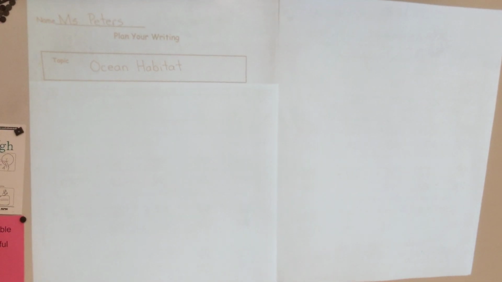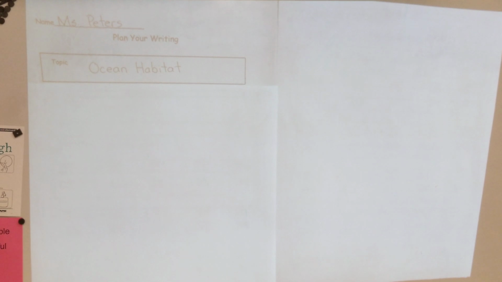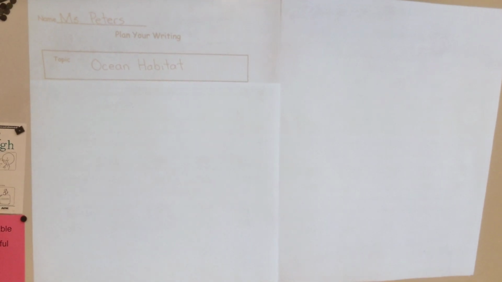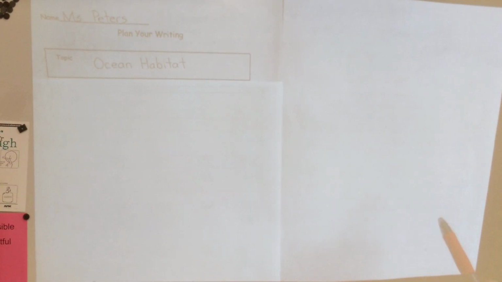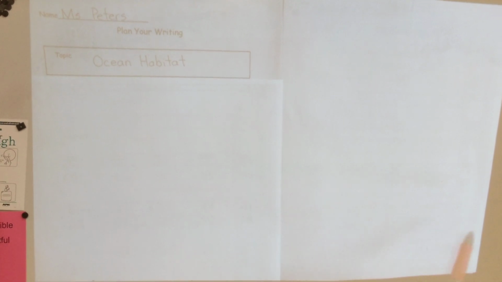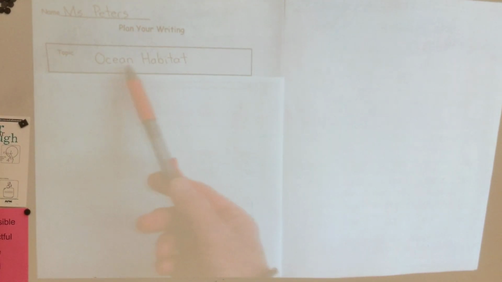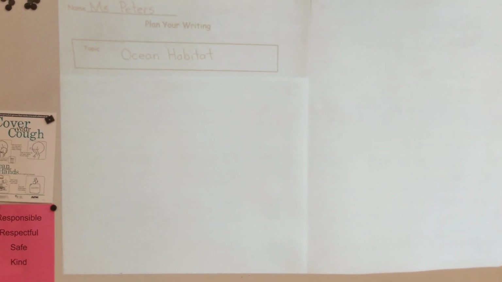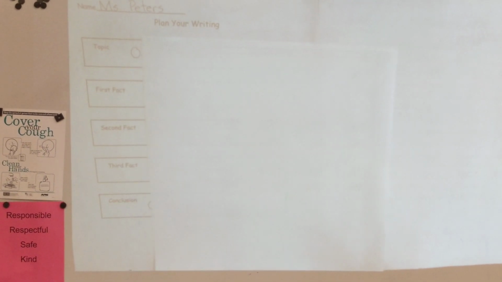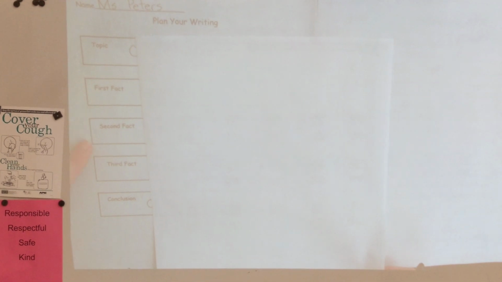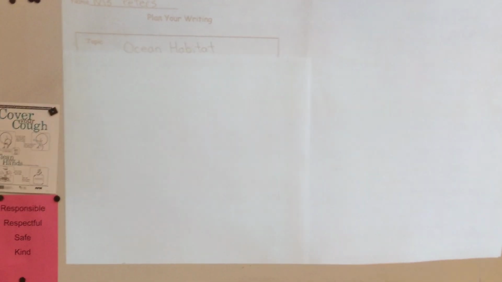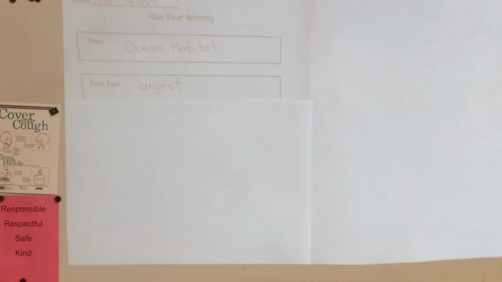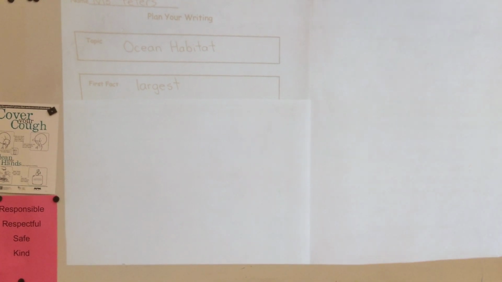And then we go down, and the first thing we're going to do is write down what the topic is. Now remember, this is just your plan. You're not writing a whole sentence, just a word or two to remind you of what you're going to be saying in your sentence. And our topic is, of course, ocean habitat. Then we're going to be thinking of 3 facts, a first fact, second fact, and third fact. 3 things we've learned or know about the ocean habitat.